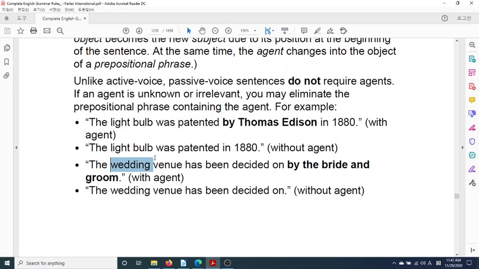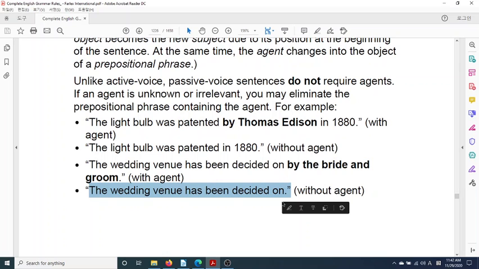The wedding venue has been decided on. Okay, the wedding venue, subject and object, has been decided on, right, verb, by the bride and groom, agent. But you can actually take them out. The wedding venue has been decided on.